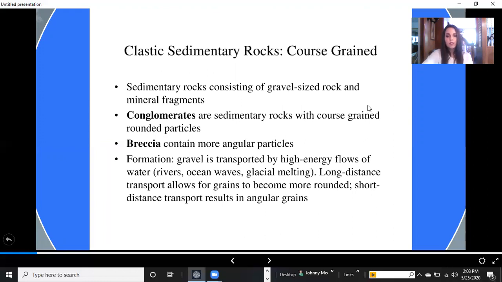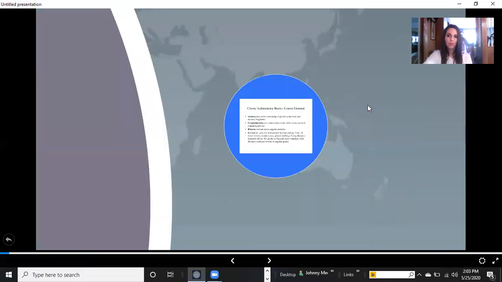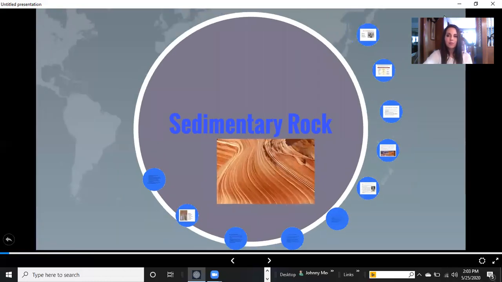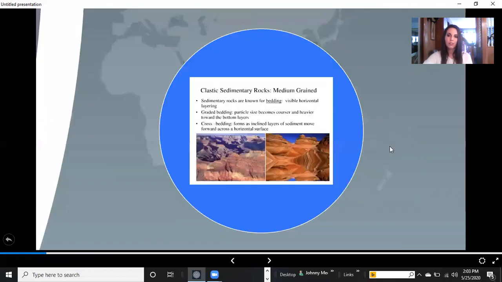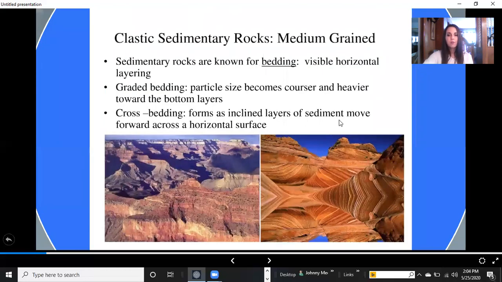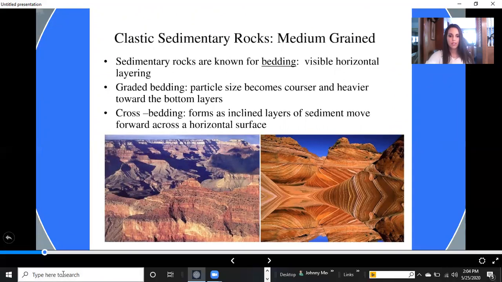Long distance transport allows for the grains to become more rounded, which would make sense that there's going to be kind of a polishing element to it. Short distance transport results in angular grains. So you can kind of know if it's been a long distance or a short distance transport sedimentary rock by looking at the grains. They're known for bedding, visible horizontal layering. Graded bedding as particle size becomes coarser and heavier towards the bottom layers.